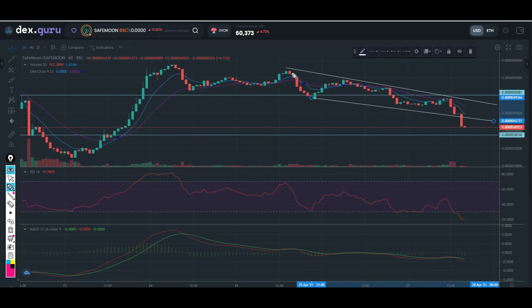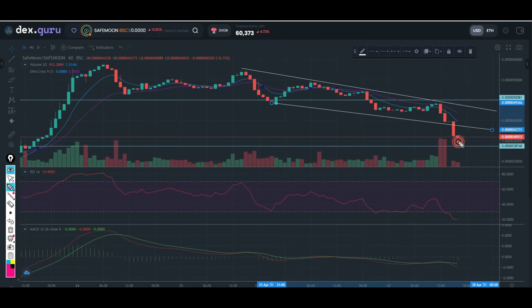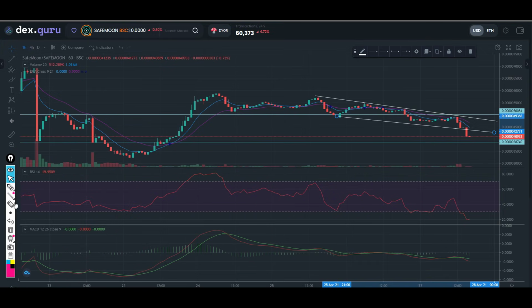But as you can see, the moment we broke below and turned the 9 EMA into resistance, we started going down. So at these levels of support, it's pretty simple. You want to see Safemoon find some support, start forming higher highs and higher lows, and break above the 9 EMA, and only then will there be any meaningful reversal. That's where you want to be taking an initial position and looking for the move higher.